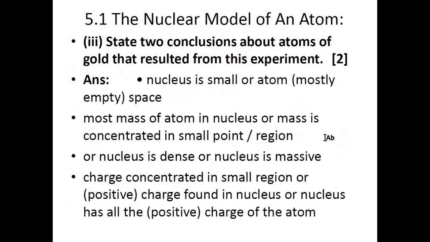State two conclusions about atoms of gold that resulted from this experiment. The nucleus is very small. Most of the mass of an atom is concentrated at the nucleus. The nucleus is very much denser, or you can say the majority of an atom is just empty space. Alternatively, you can write that positive charge is concentrated in the nucleus of an atom, or the nucleus holds all the positive charge of an atom.